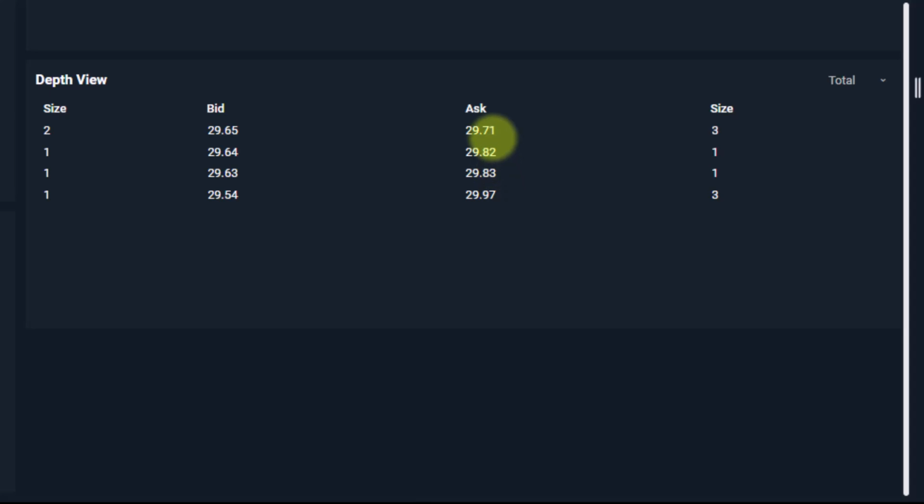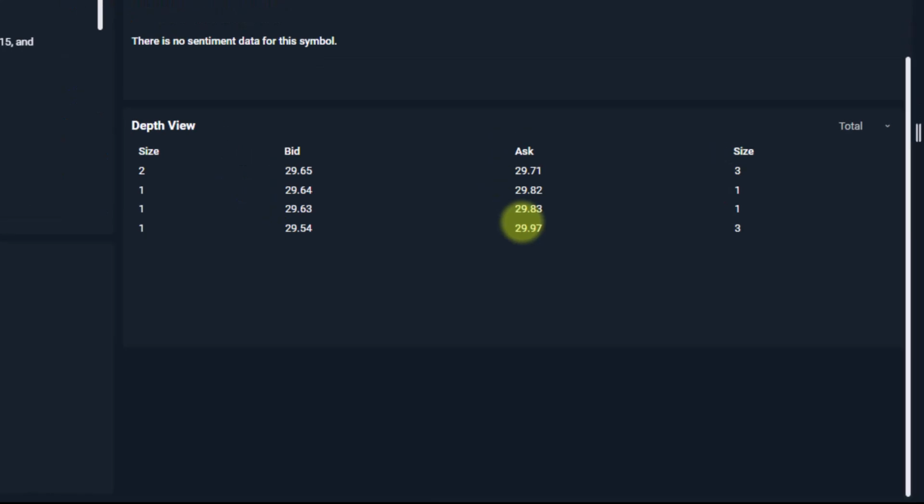Over here on the offer, 29.71, then we go up to 82. It's 11 cents. Big jump. Then we go to 83, that's only a penny higher. And then to 97, that's 14 cents higher. See, it's not real deep and it's not real broad. And because of that, you can end up with execution risk.